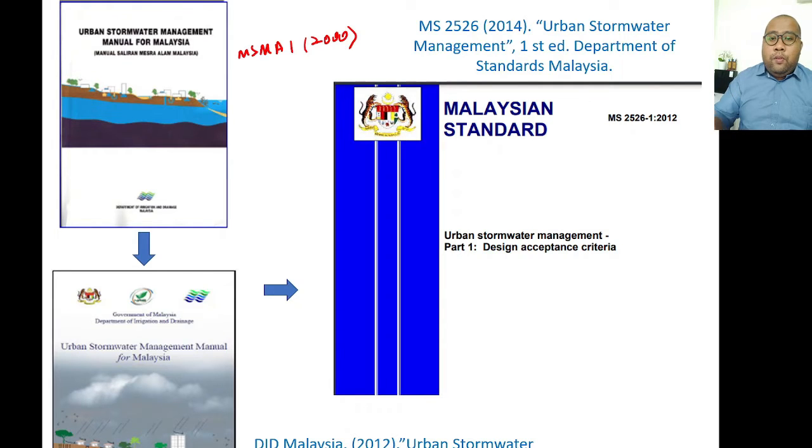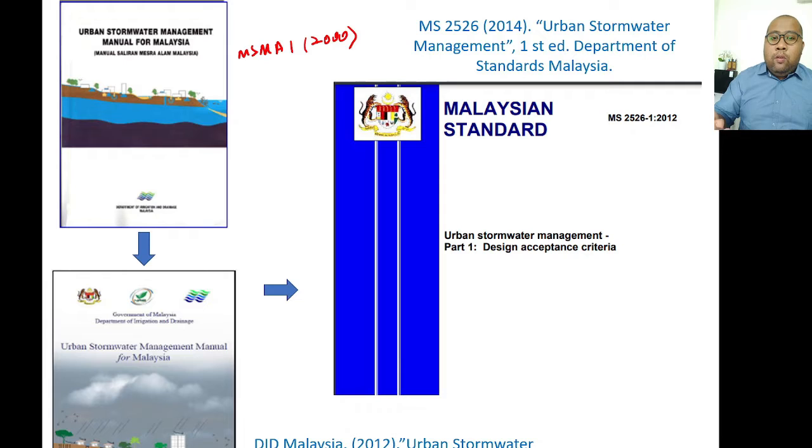For example, in the MASMA 2, they list the formula to find the time of concentration, TC, which is the time taken for water to travel from upstream to downstream. In the MASMA 2, they give around three formulas to estimate the time of concentration. But in the MASMA 1, they list a lot: TC for forest, TC for drainage, and many more methods to derive the TC. So you can see the differences between MASMA 1 and MASMA 2.